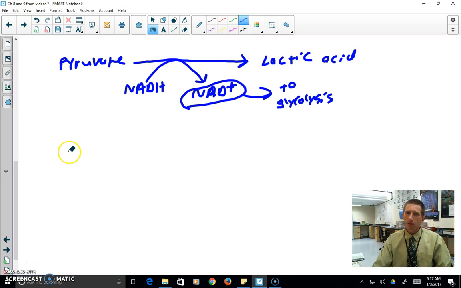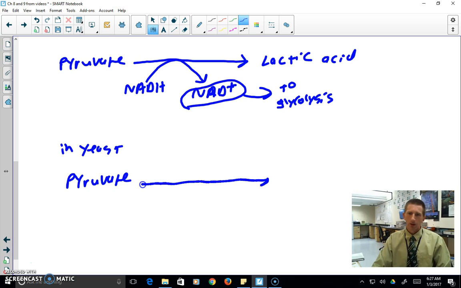But then in yeast, something slightly different happens. In yeast, it's going to start with pyruvate, and it's still just kind of one step. But here it's actually broken down. This is the one that's broken down. So pyruvate is going to be broken down, and it's going to lose a CO2.